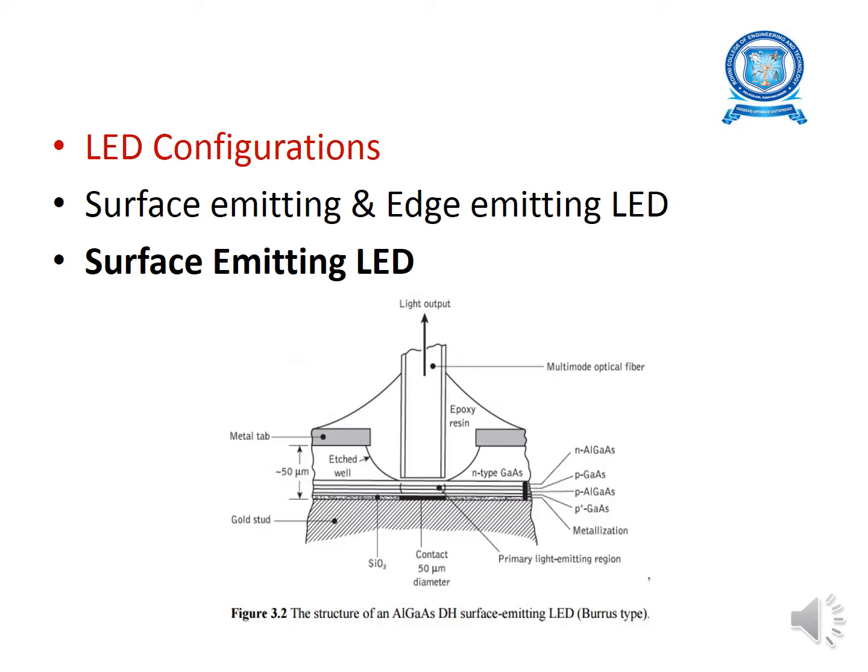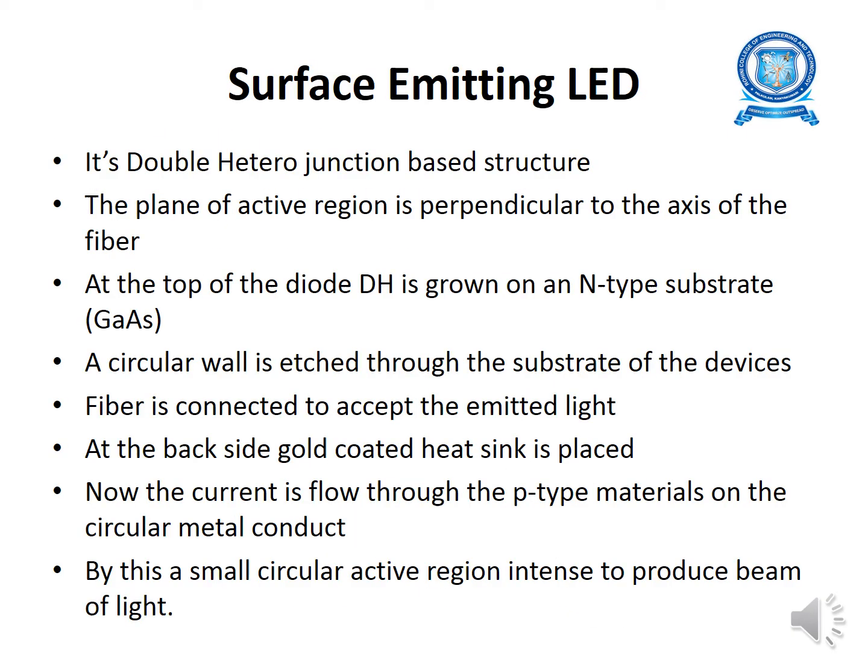Surface emitting LED is one of the configurations of LED. These types of LEDs are needed where the data rate is in excess of 100 megabits per second. In the surface emitting LED, the plane of the active light emitting region is always perpendicular to the fiber axis. This is the pictorial representation of the surface emitting LED. It is a double heterojunction based structure, and the plane of the active region is perpendicular to the axis of the fiber.